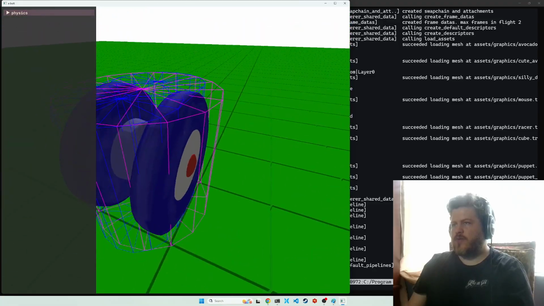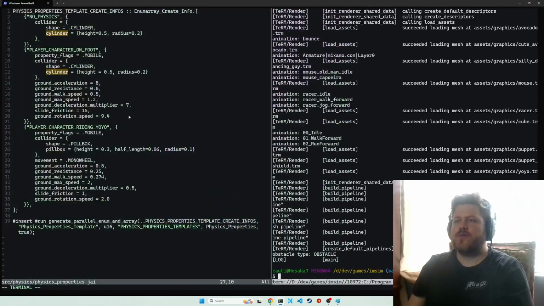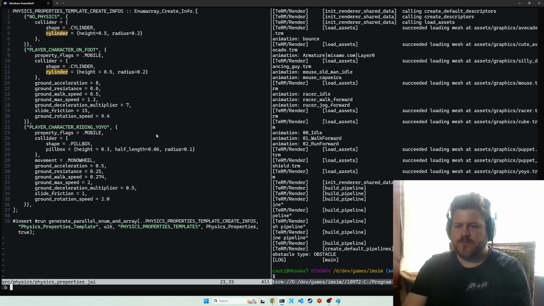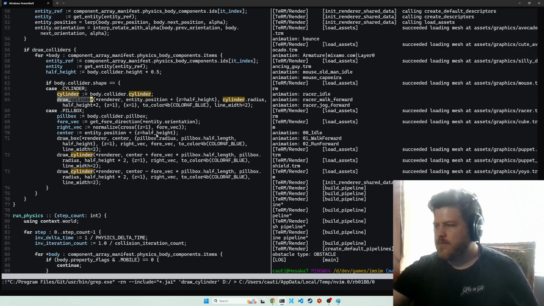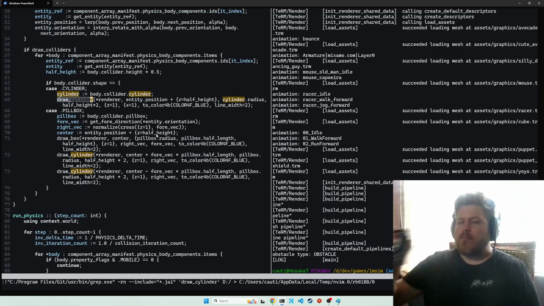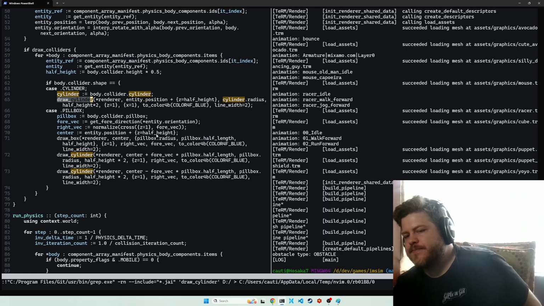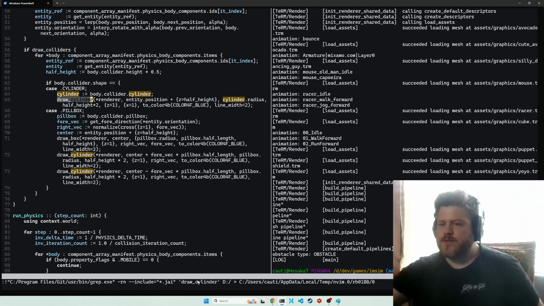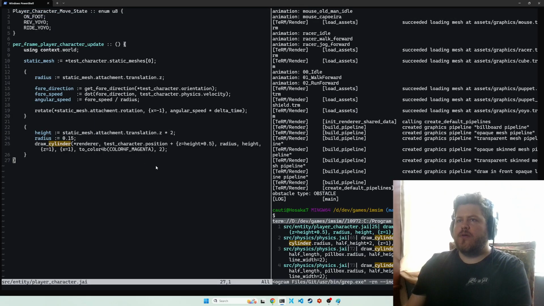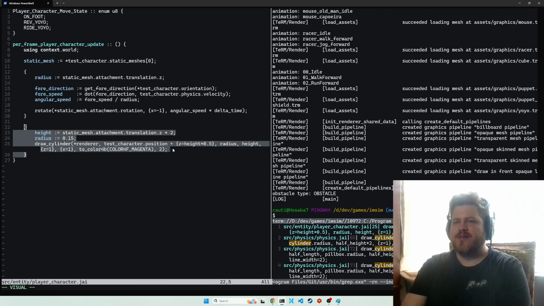I don't know, why am I drawing this pink cylinder? Let's stop drawing this pink cylinder. What is that? Let's see. There, it's taking a second. Oh, here we go. Okay, per frame character update. I'm just drawing a cylinder in the character update. Okay, that makes sense.